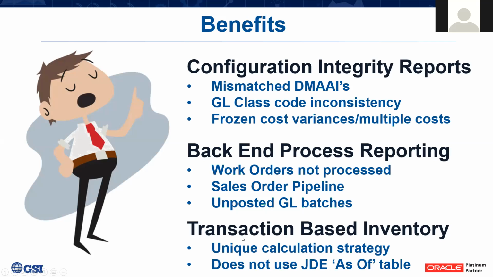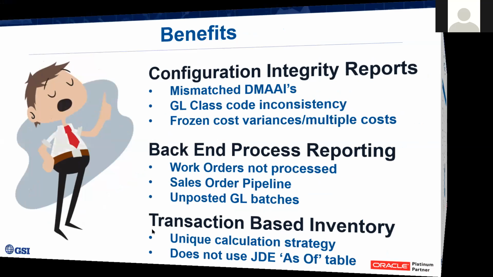And the inventory perpetual number that we're reporting to you is a transaction-based report. So we calculate it ourselves. We do not use the JD Edwards as of, because over the years we have found that process to be not reliable. Okay, so just keep all of that in mind. That's the reason that we're introducing this to you.